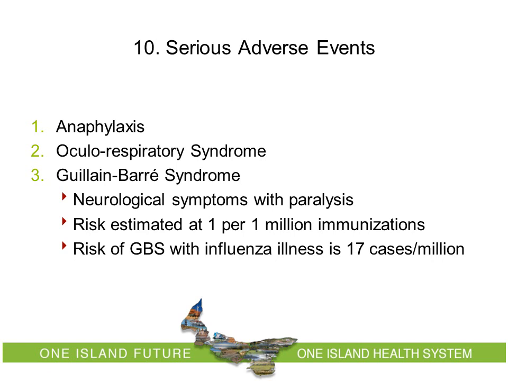Serious adverse events are very rare, and they include anaphylaxis, ocular respiratory syndrome, or ORS, and Guillain-Barré syndrome. The risk of GBS with influenza illness, those who have not been immunized, is 17 cases per million, which is much greater than risk estimated at 1.1 per million of those who are immunized.